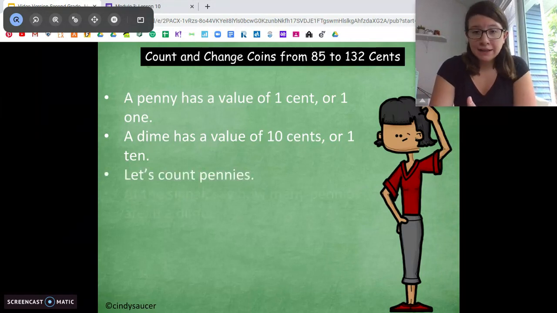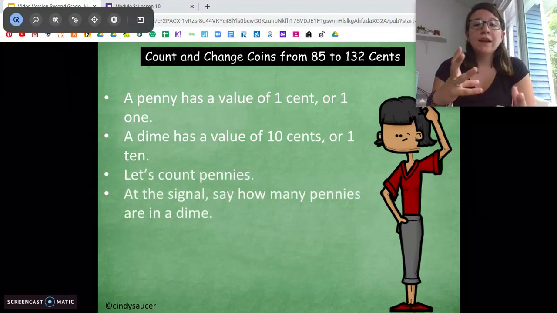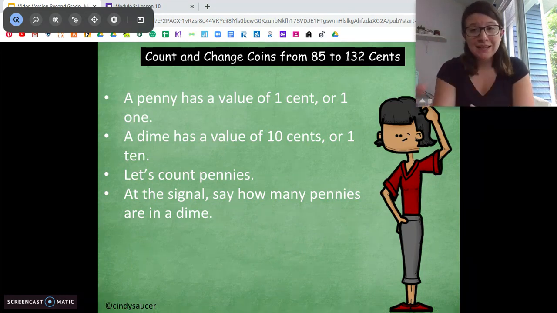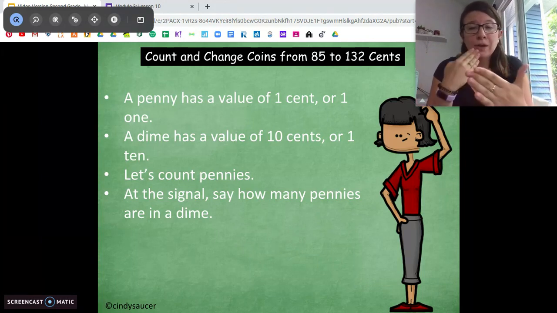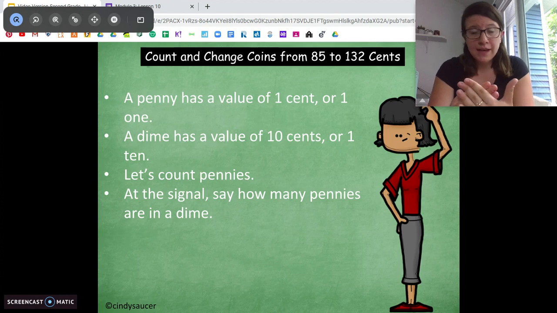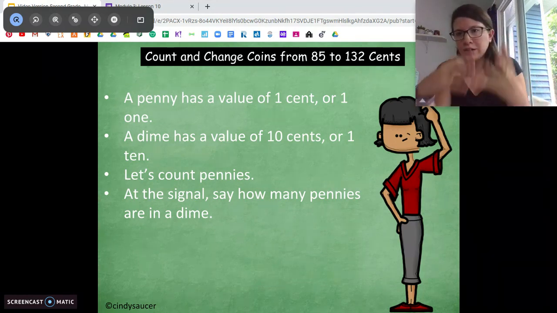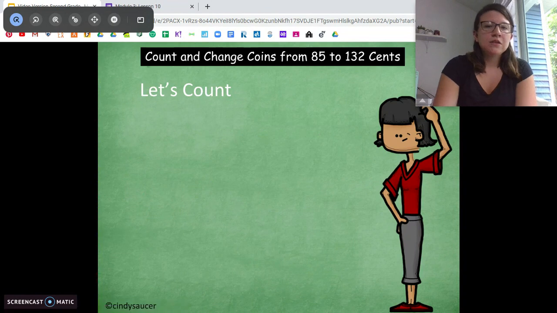So we're going to count pennies. Now, we're going to find ways to exchange those pennies into a dime. How many pennies do we need to exchange for a dime? How many pennies are we going to need to equal the value of a dime? Good, 10, absolutely. So we're going to start by counting pennies and dimes, and then we're going to exchange them as needed.